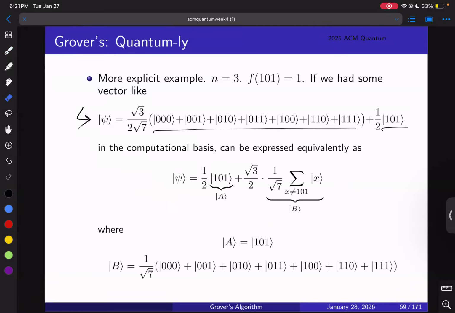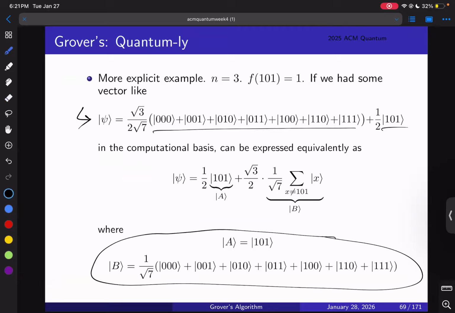But if we want to express this in terms of ket A and ket B, this ends up being 1/2 times ket A plus root 3 over 2 times ket B. Again, here are the definitions of ket A and ket B. So it's just representing any vector in a different basis. Any questions on that?